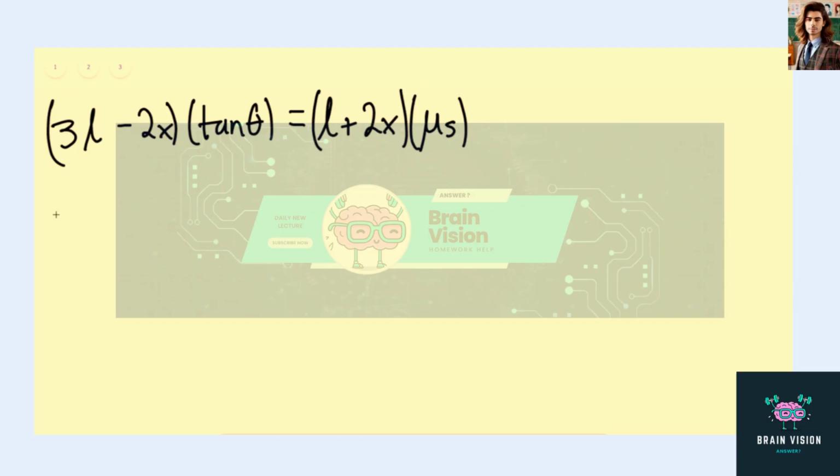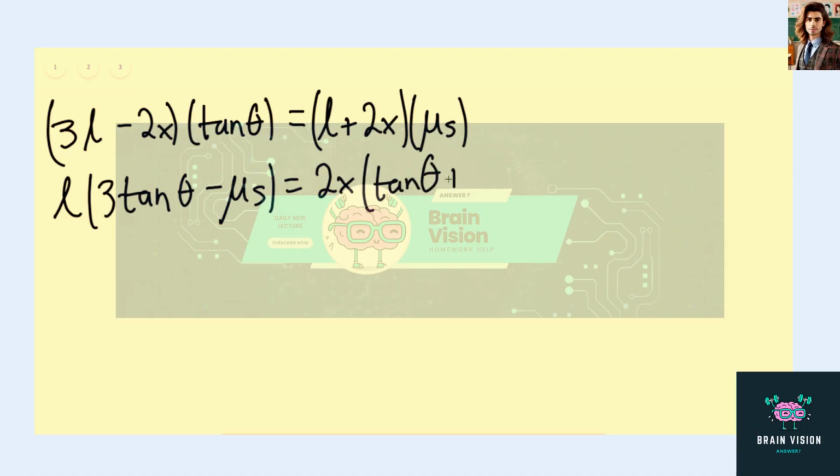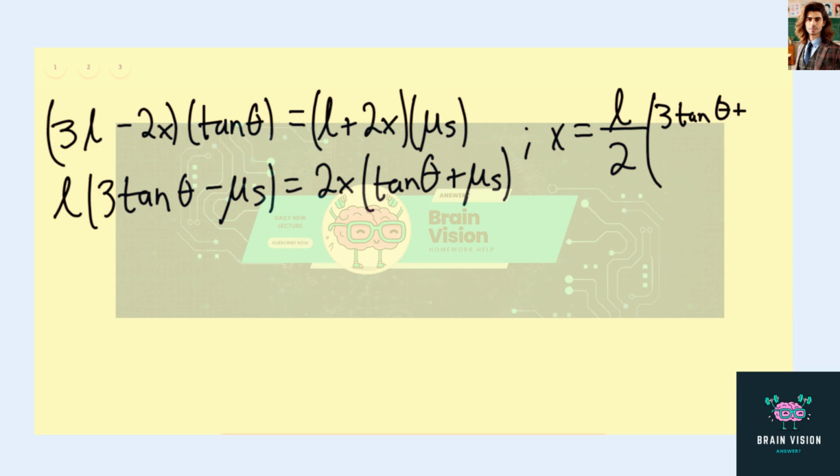And so we can say that L times 3 tangent of theta minus the coefficient of static friction would be equal to 2x times the tangent of theta plus the coefficient of static friction. And then we can say that x is simply going to be equal to L over 2 times 3 tangent of theta minus the coefficient of static friction, divided by tangent of theta plus the coefficient of static friction.